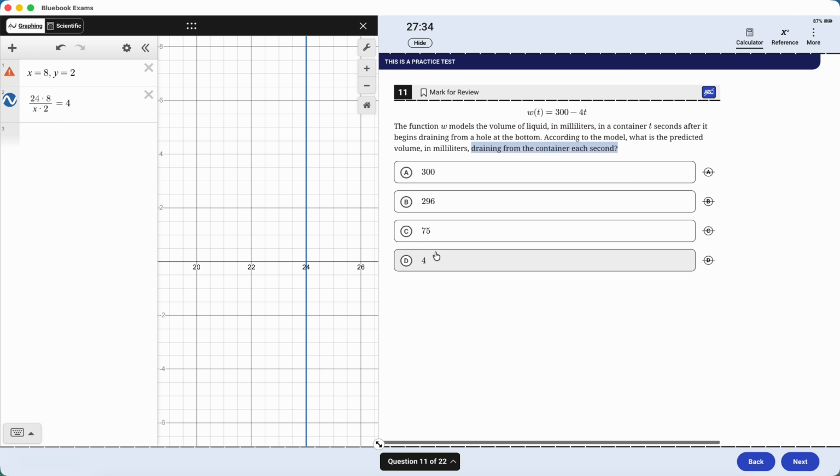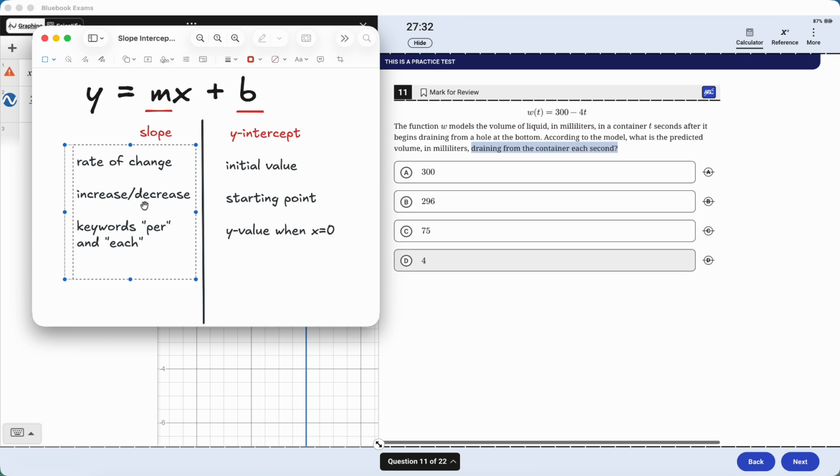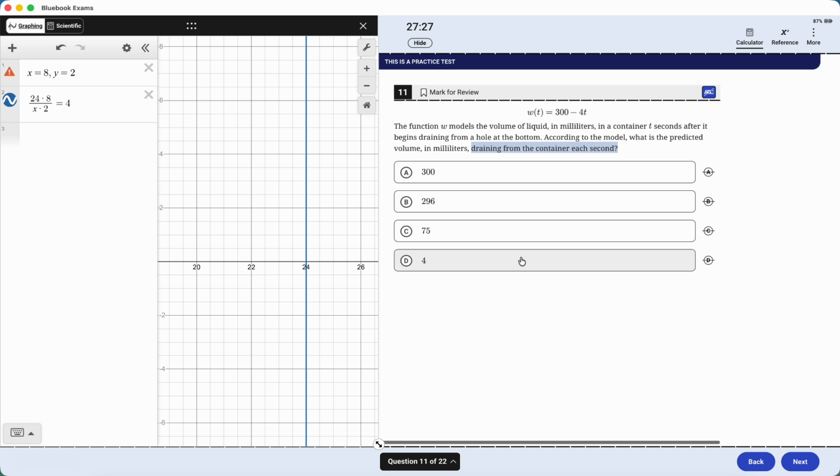Draining is implying the decrease, right? And then the other thing was these two keywords, I think, are the most important thing: per and each. You see each second, I know that that's talking about slope just from that, literally that one word, right?